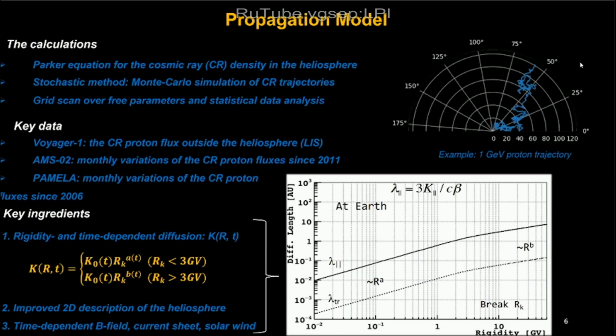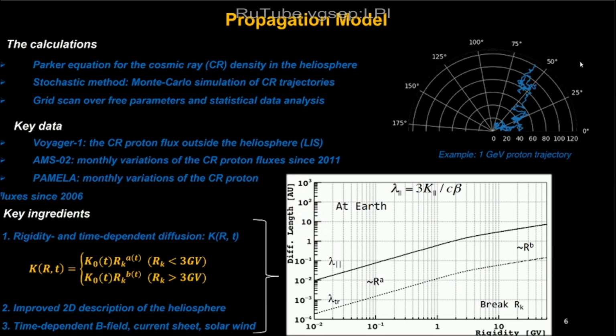In this propagation model, we have used the calculation for the Parker equation for cosmic ray density, and also the stochastic method. Our key data are Voyager, as I told, and also the AMS and Pamela. Voyager provides the cosmic rays from outside the heliosphere, and AMS and Pamela the monthly variation of cosmic ray fluxes inside.